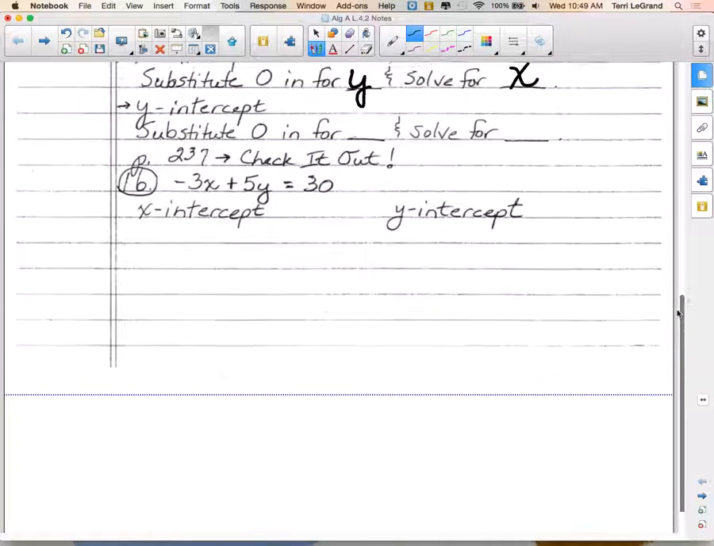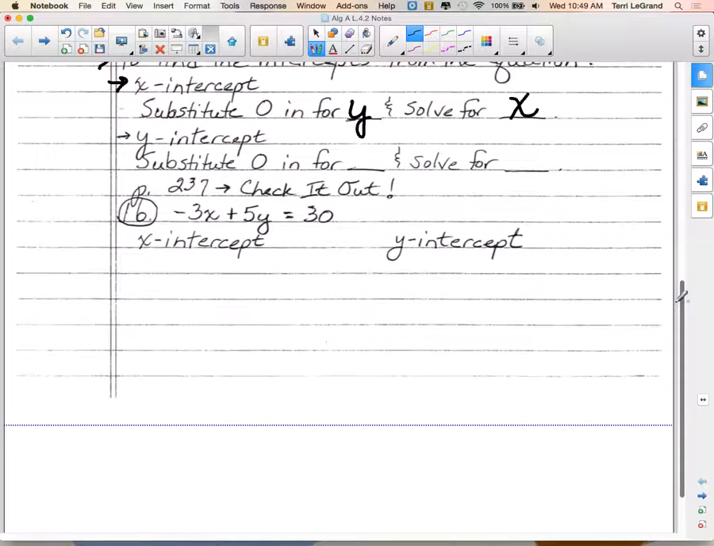Okay, let's just stop for a moment and go do that in 1b. Here's the equation, -3x plus 5y equals 30. To find the x-intercept, it just said substitute 0 in for y and solve for x. So we're going to substitute, here's our equation right here. So we have -3x. We're looking for the x-intercept. We don't want that to get replaced. We will substitute in 0 for y.